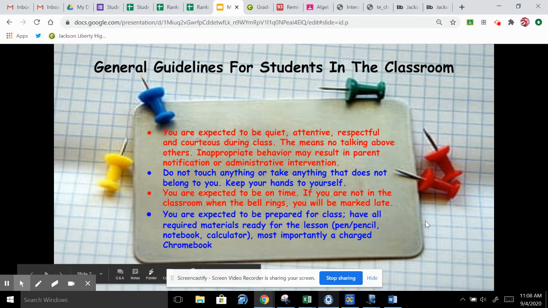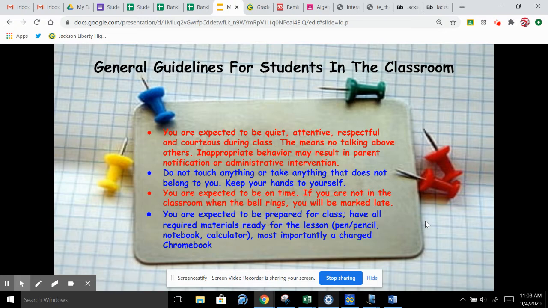All right, so some general guidelines for students in the classroom. I'm not going to go crazy with this, guys, because most of this is stuff you've already heard before, and you should already know by now, considering the fact that you're in high school, okay? You're expected to be quiet, attentive, and respectful in class. When somebody else is talking, guys, please let them have the floor, whether it's me or another student contributing to the room. Okay. You're in high school now. I want to treat you like high schoolers.